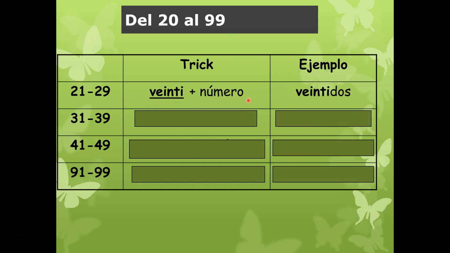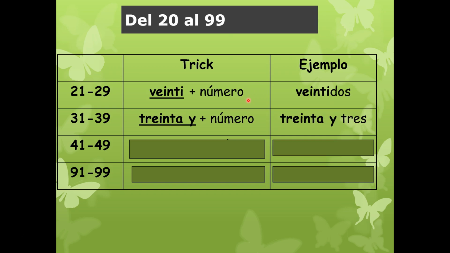Let's take a look at the trick in the 30s, 40s, and 90s. 30 y plus the number, más el número: 33, which turns out to be the number, yes, 33. So 33. Just take a look at this really close. 22 is only one word. 33 is three words, okay?